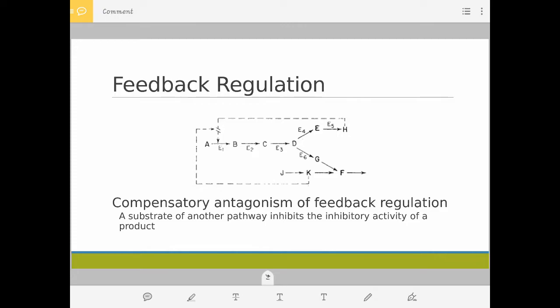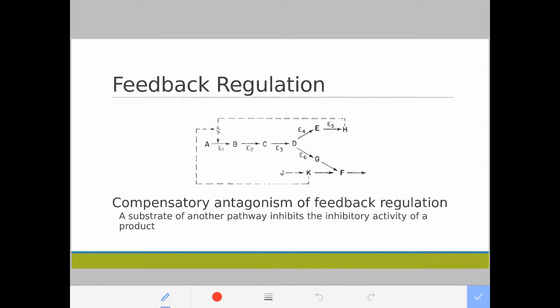So for example, you have here a metabolic pathway that branches out into two. You have the starting substrate A, enzyme 1, enzyme 2, enzyme 3. And when you produce the metabolite D, it branches out. So metabolite D can be used to form metabolite E, or it can be used to form metabolite G.